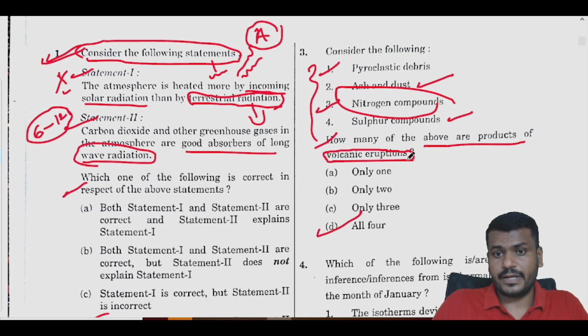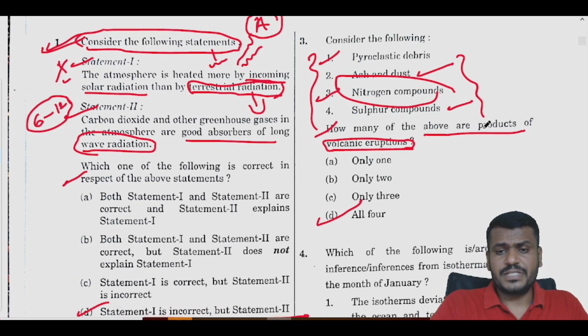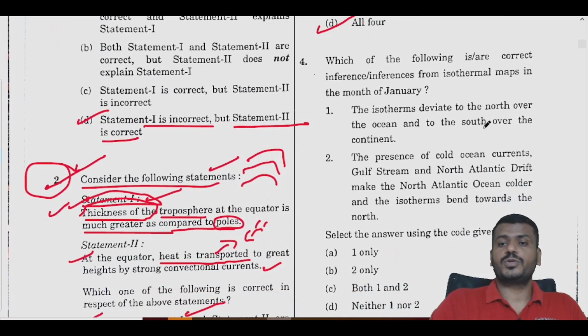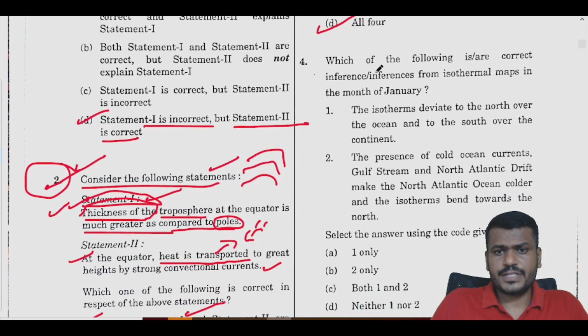Whenever there is a volcanic eruption, all these things can come. Even with a basic understanding, you can mark this question, guys. Next, the fourth question: which of the following is correct?